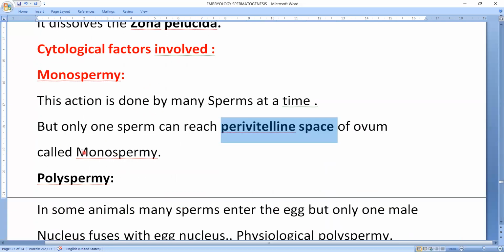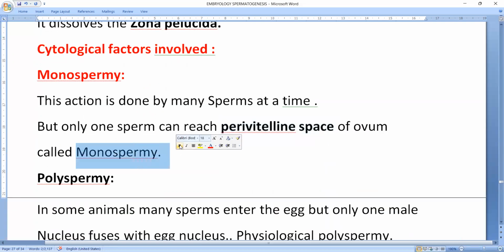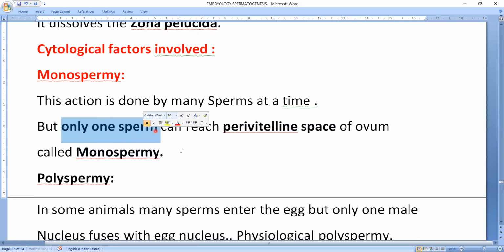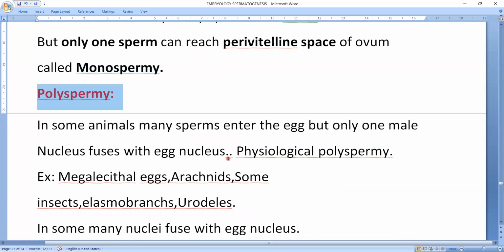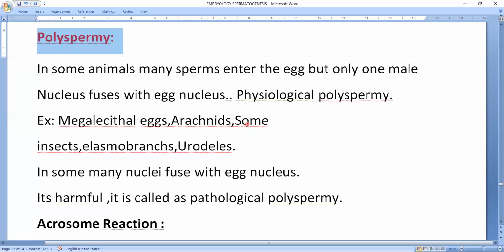Anyway, entry of a single sperm into the ovum is called monospermy. That is achieved by three steps, let's see later. Polyspermy means entry of many sperms into the egg. That is called polyspermy. But even though many sperms have entered, all other sperms will die. Only one male pronucleus can fuse with the egg nucleus.